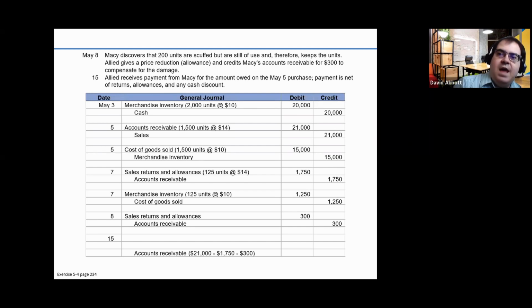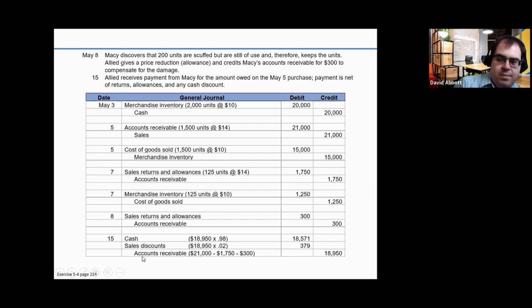And then on the 15th, Allied receives payment from Massey for the amount that was owed on the May 5th purchase. Payment is net of returns, allowances, and cash discounts. So then what you'll do is you'll go ahead and debit cash for $18,578, because that's how much cash you're receiving. And then you're giving them a sales discount, because they're paying you in time to receive that discount, of $379.